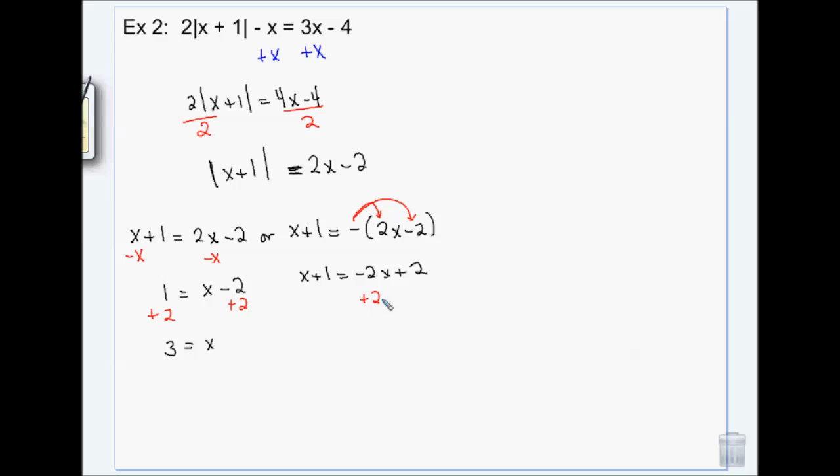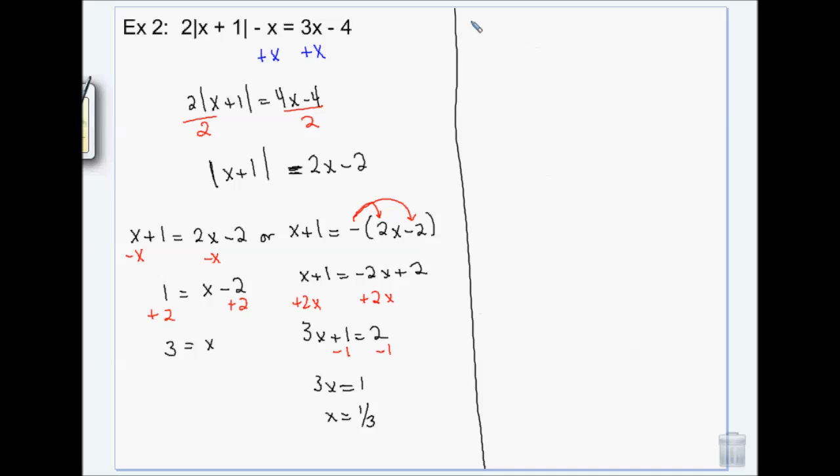I'm going to add 2x to both sides. So 3x plus 1 is equal to 2. Subtract 1 from both sides. 3x equals 1, so x is 1/3.